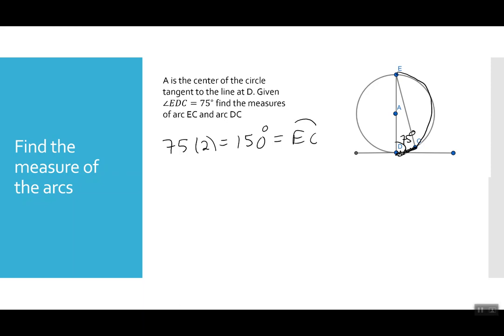I know A is the center of the circle, and I can see I have a line going from one point on the circumference to another point on the circumference. So when I put this through, this is the diameter, and it's cutting the circle in half. So that tells me this half on the left would be 180 degrees, half of 360, and then the other half on the right will also be 180. Well, what do I know? I have 150 degrees already, which was EC. That says what's left, 180 minus 150, which is 30 degrees. This will be my arc DC.